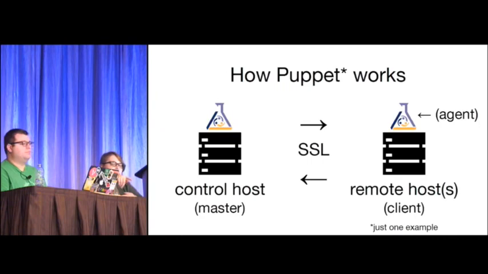So in this case, you have the agent software installed on the remote host, the client on the right-hand side, and then you have the control host on the left-hand side, and that's where you have, you know, the Puppet master in this scenario. So you write out your information in the Puppet master, and it connects via SSL with the remote host, the client, and it communicates that way.